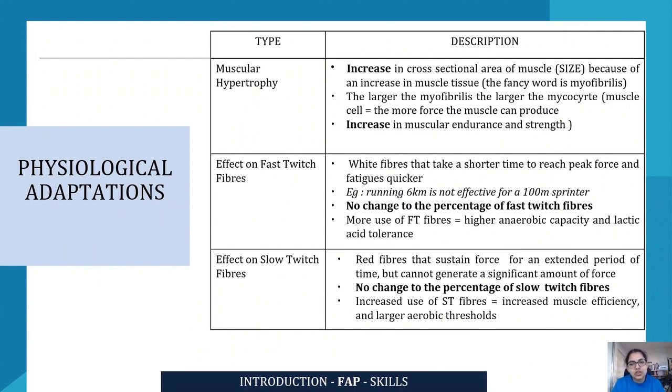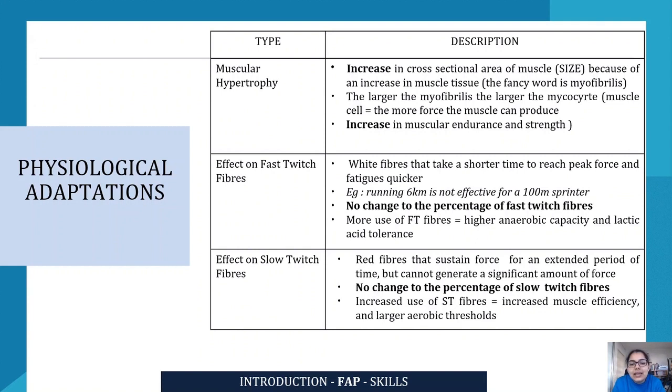So further physiological adaptations include muscular hypertrophy. Muscular hypertrophy is basically when, as a result of training, there is an increase in the cross-sectional area of muscle. So there's an increase in the size of your muscles. For example, if you've been doing resistance training for a long time, you would have bigger muscles than someone who doesn't do resistance training.